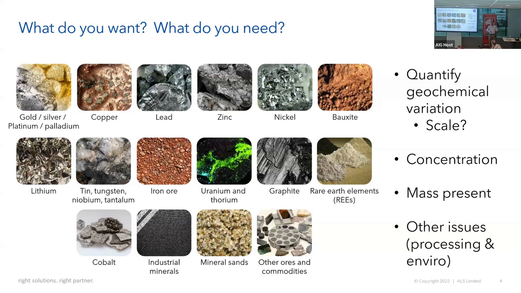You want to look at the concentration of elements. You may want to estimate the mass of a particular element, so you can combine it with things like bulk density to get the mass present. And then there are other issues that you may want to consider into the future, how a material might process and some environmental implications. You need to understand there are multiple ways of getting geochemical information. So you need to have a good idea of what tool you're going to choose and how that particular tool works.